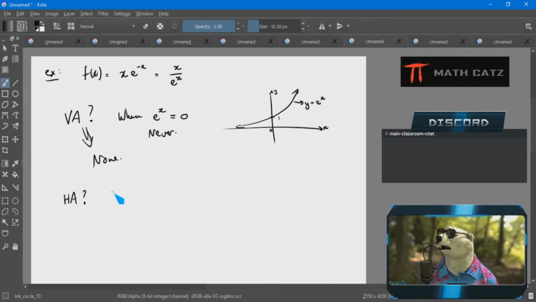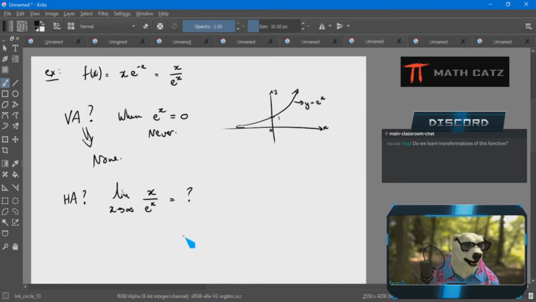The horizontal asymptote question is a different ball game for this kind of function. Now I'll set it up because that's what I have to do. And I have to do the negative one as well, but one thing at a time. So this is the question, right? Do we learn transformations of this function?